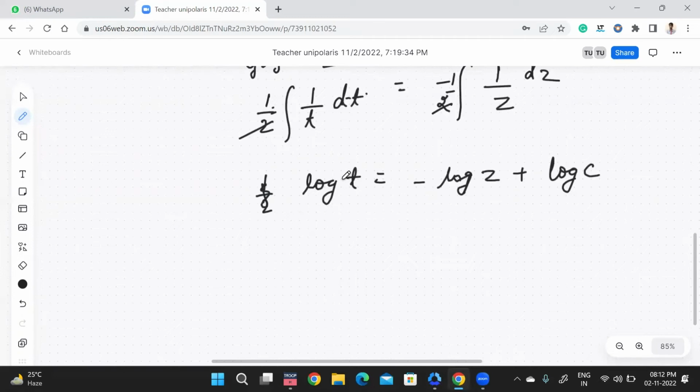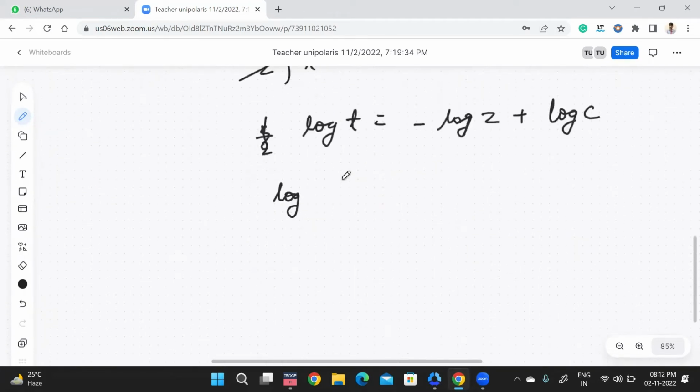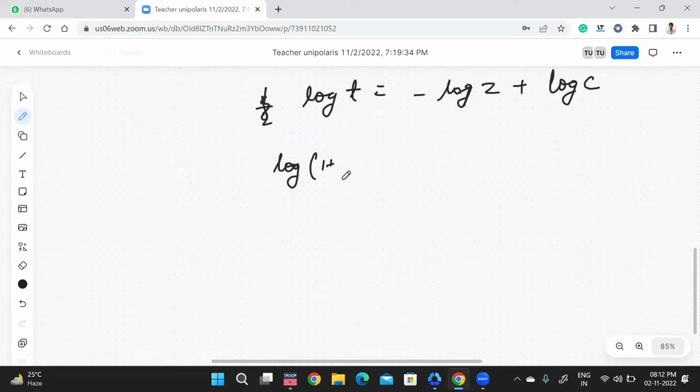So now we substitute back the values of t and z. So t was 1 plus y square. So we get log of 1 plus y square equals minus log of 1 plus x square plus log of c. Now we can further simplify this.